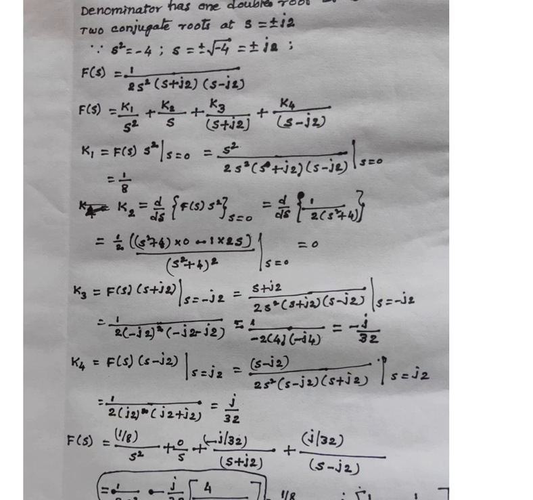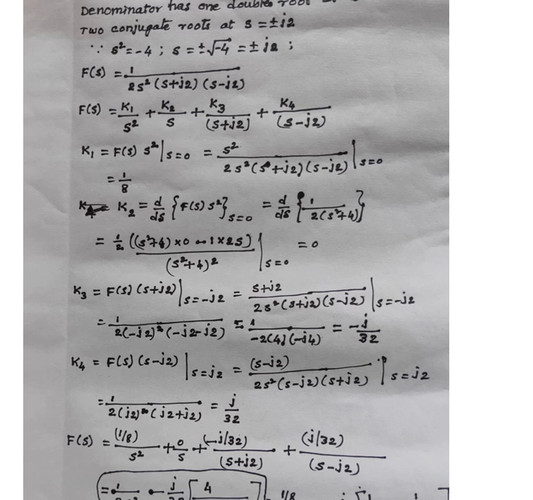Then to get k4, you multiply f of s with s minus j2. Then substitute s is equal to j2. So once we multiply f of s with s minus j2, then we get s minus j2 divided by 2s square into s minus j2 into s plus j2. This s minus j2 and this s minus j2 get cancelled, and then substitute s is equal to j2.